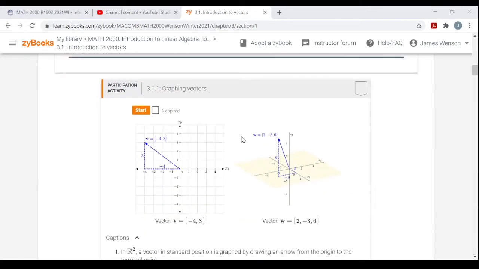All right, so I'll show you real quick how to graph a vector. I'll do these by hand as well, and you can watch the animation. But I'm going to go to a piece of paper and show you how to graph these by hand as well.